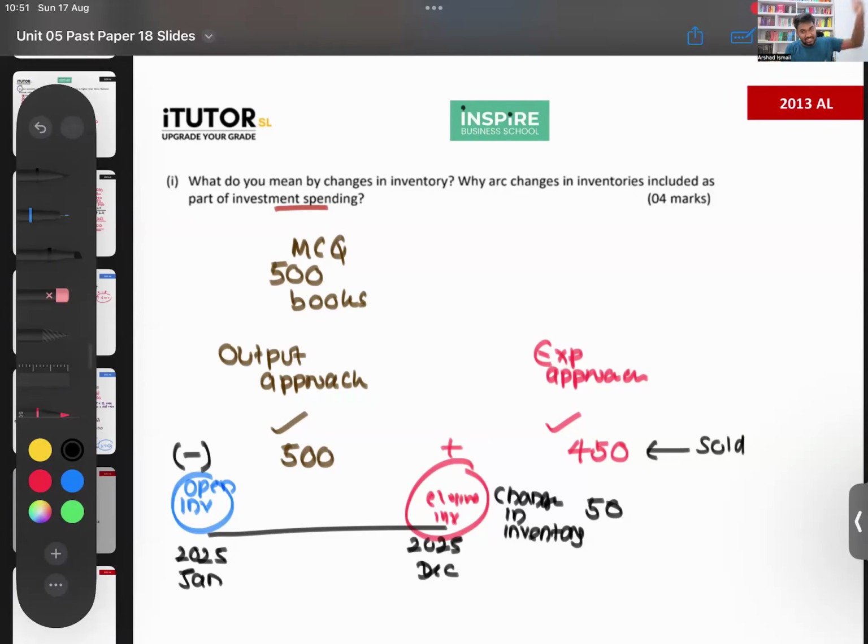Same thing if you produce this year and sold next year. That's where the inventory adjustment comes.